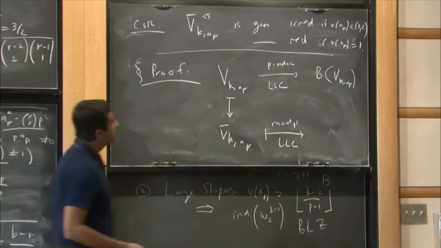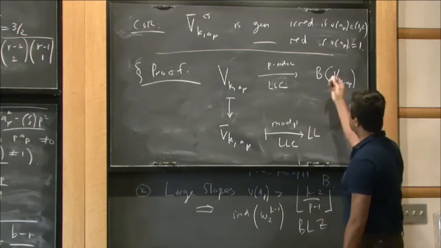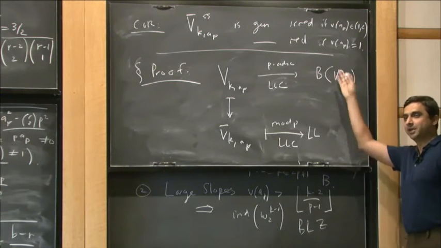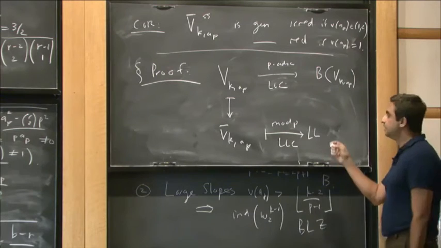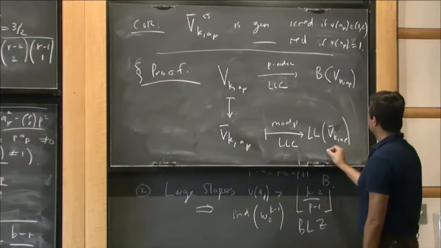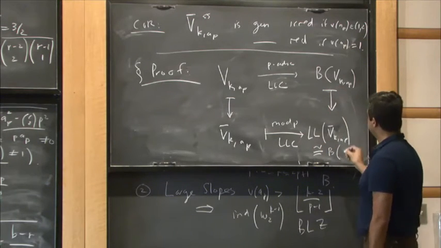And this, so let me call it LL. I can't call both of these LL. They're both Langlands correspondences. One is p-adic, so B for Banach, and LL for local Langlands, right? So it turns out that this diagram commutes.